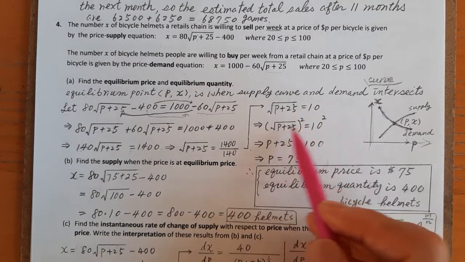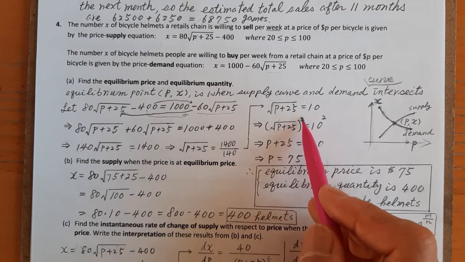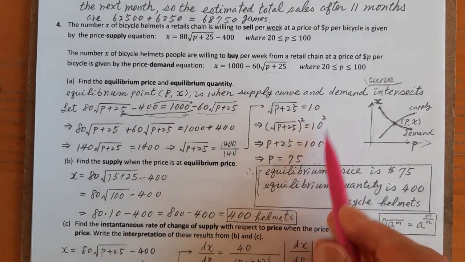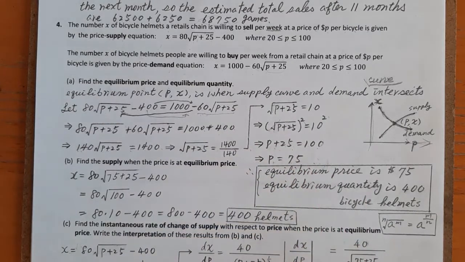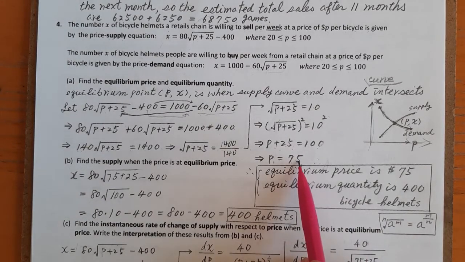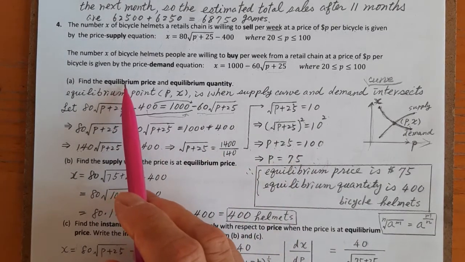And then square both sides. Cancel square roots, get P plus 25. 10 squared is 100. Subtract 25, so P equals 75. That price is $75. Price is $75. That's the equilibrium price.